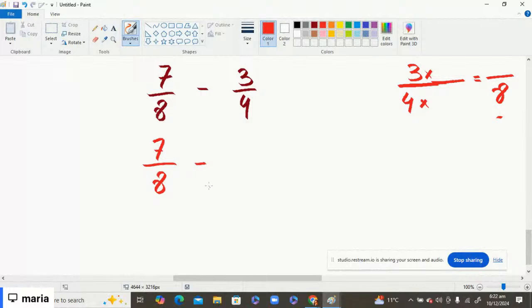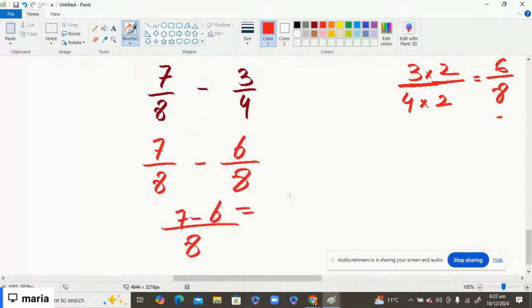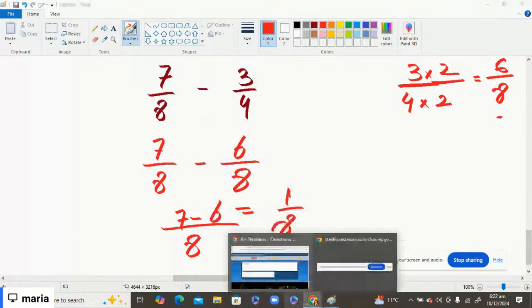So 4 times 2 is 8. Multiply and divide with 2. 3 times 2 is 6. 6 over 8, and then just putting 8 here, subtracting their top numbers, 7 minus 6, that is 1 over 8. And that is our answer, okay? So 1 by 8 here.